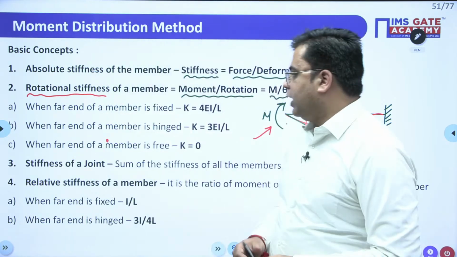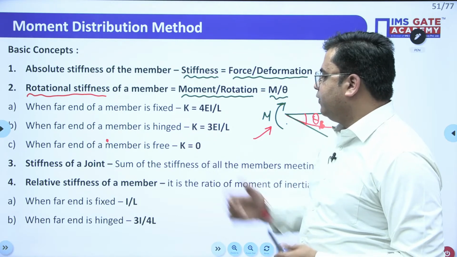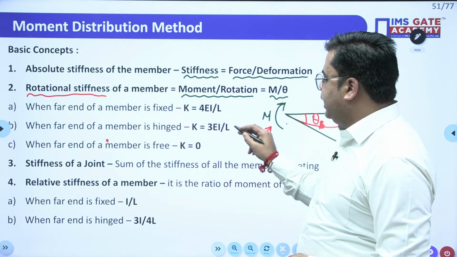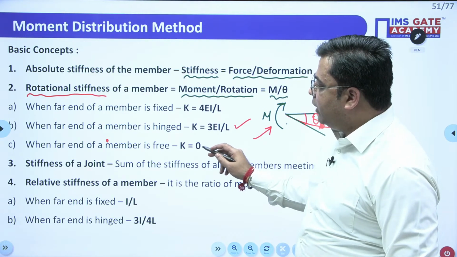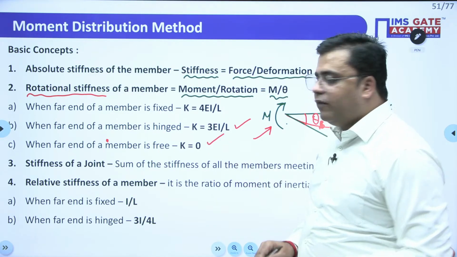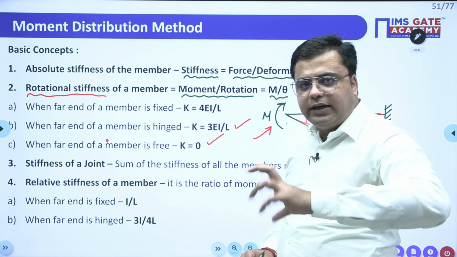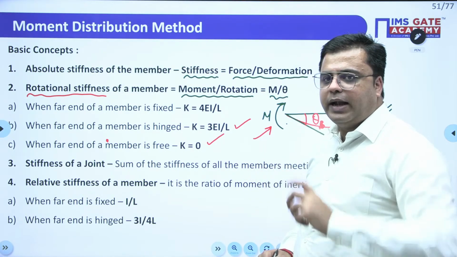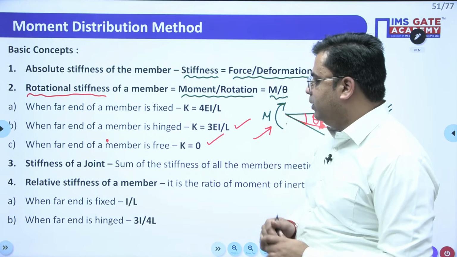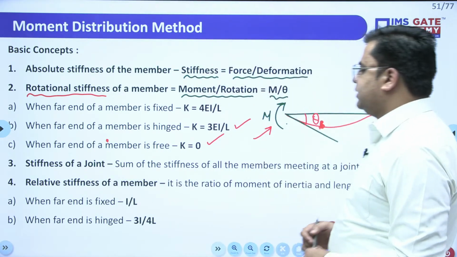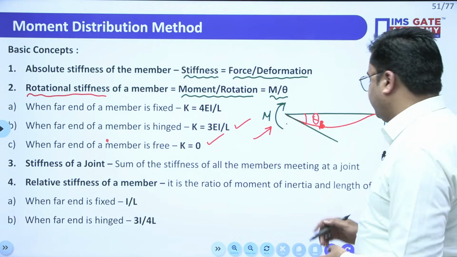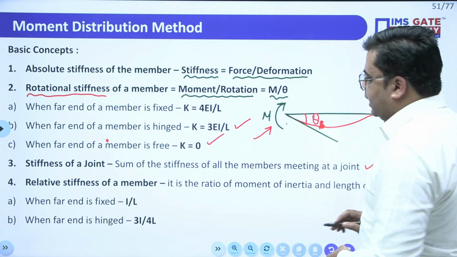Similarly, when my far end is hinged, the stiffness is given by 3EI by L. When the far end of the member is free, there will be no resistance against the deformation due to the applied moment, hence my stiffness will be 0. Second is the stiffness of a joint. It is the sum of the stiffness of all the members meeting at a joint.